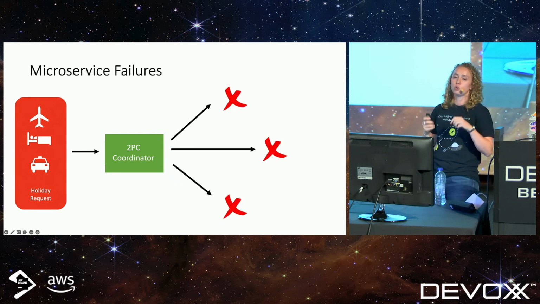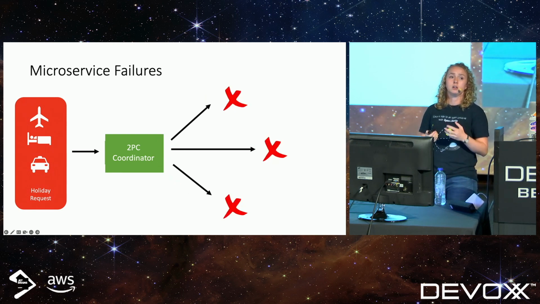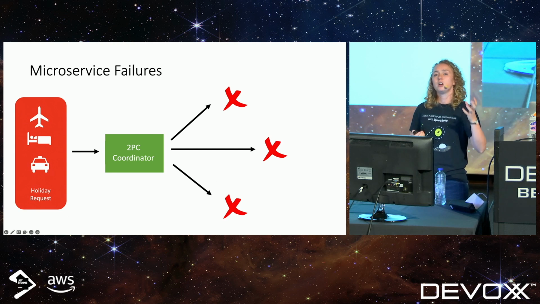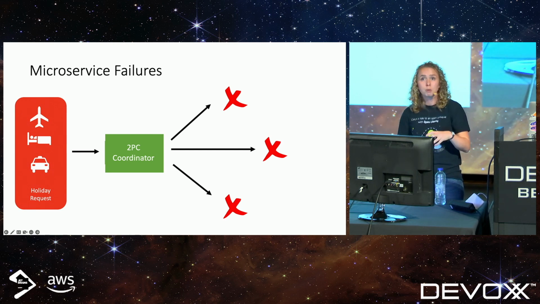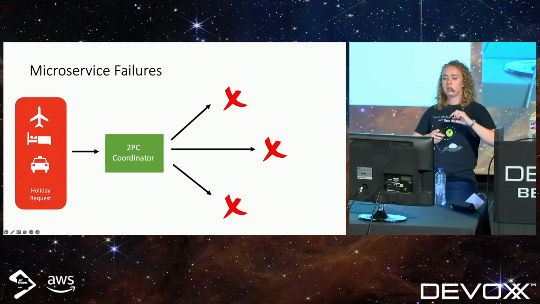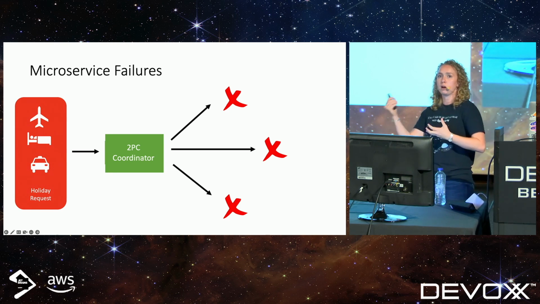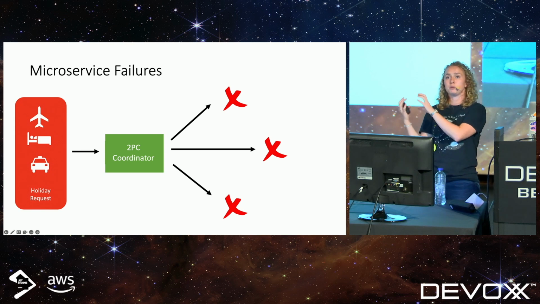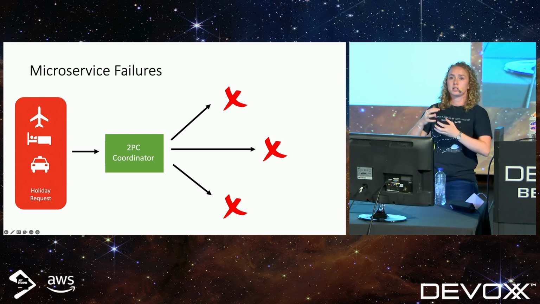There's also the potential for your microservices to fail as well. It might be that they become unresponsive. It might be that your microservice goes down partway through trying to carry out this transaction. So then how do you know what state they might be in, whether they've reserved that particular resource or not for this transaction?